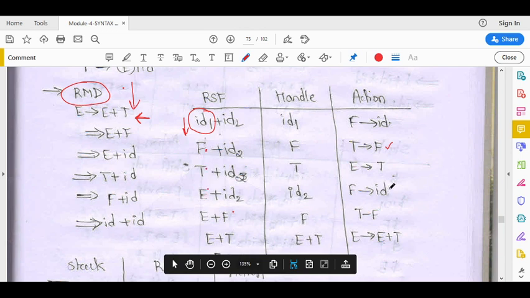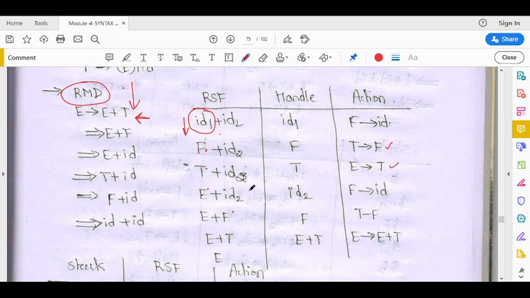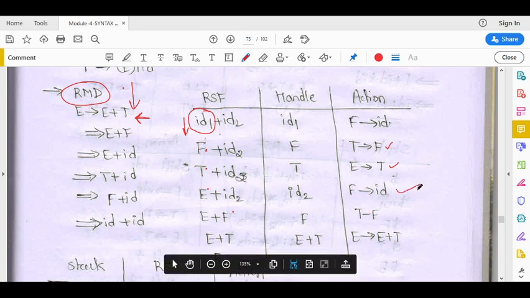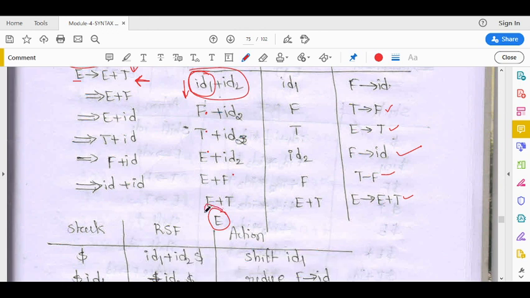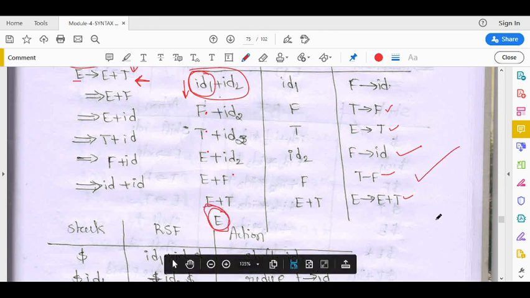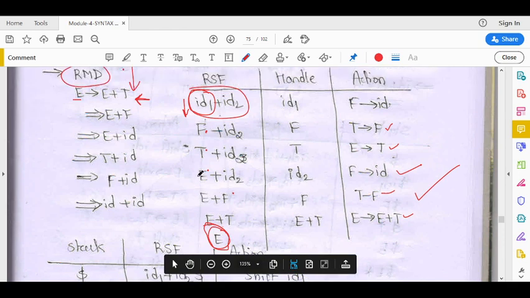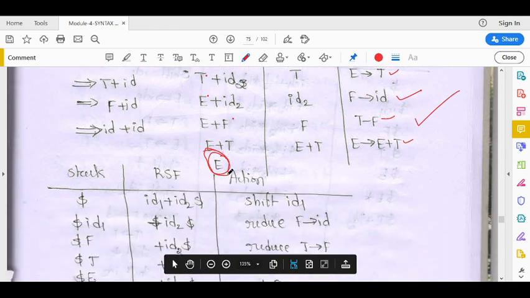From t I am reducing it to e, right? So e plus id, again I reduce id to f, and from f to t. So similarly, e plus t, what do I have? I have e. I reduce e plus t to e. So I started with the input, and I landed at the starting symbol. So yes, it is right on the track which we are moving.